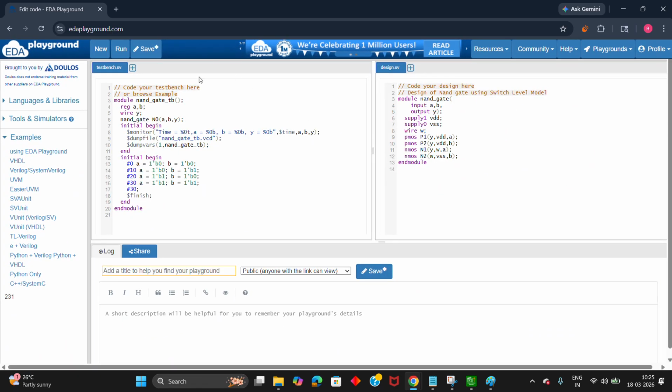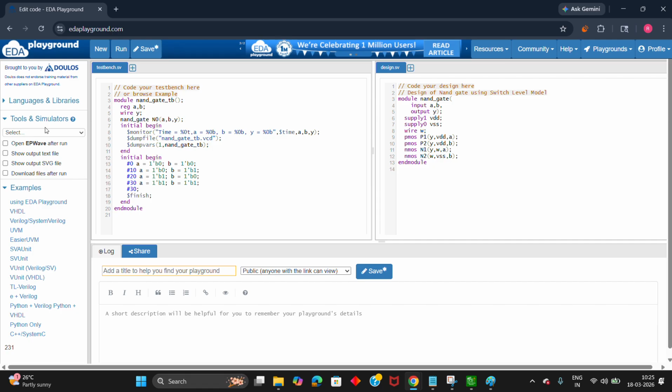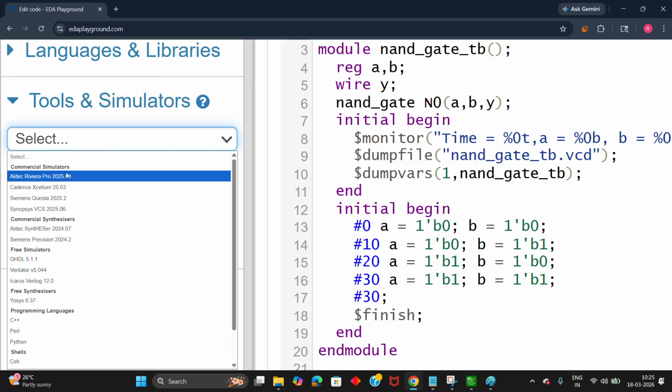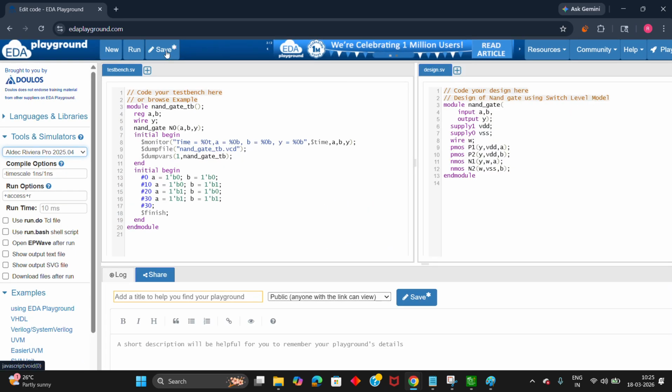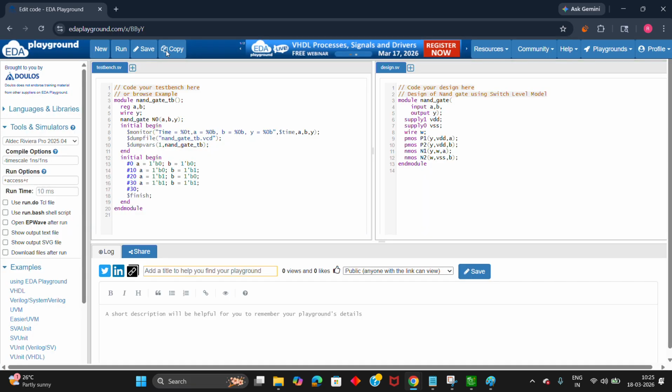So let me save the code. Before saving the code, let me select the tools. Let me select the first tool and then save the code. After saving the code, let me run the code.